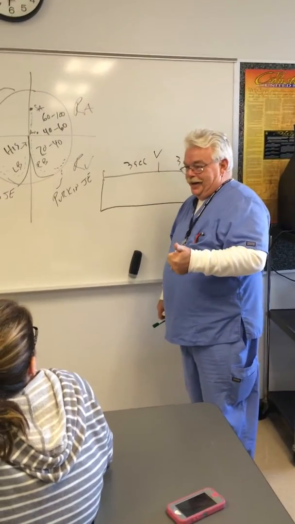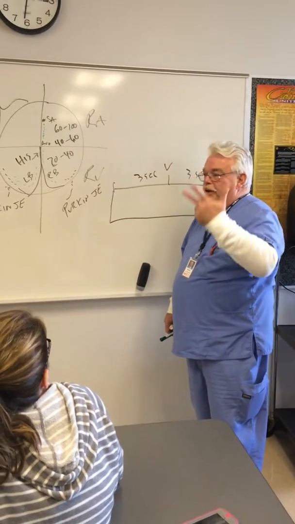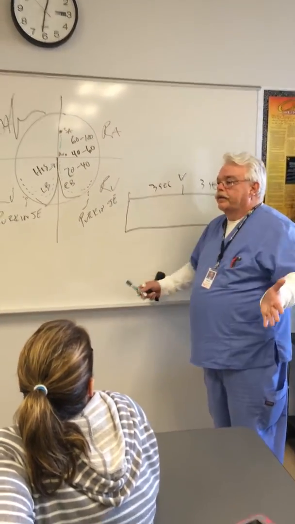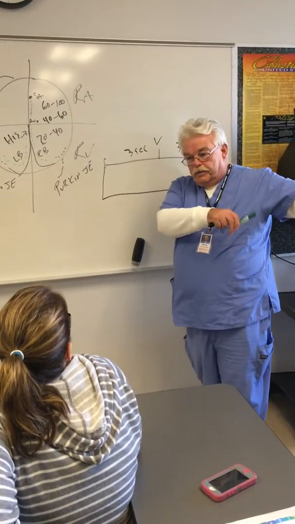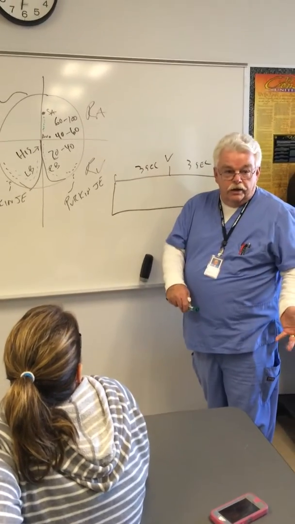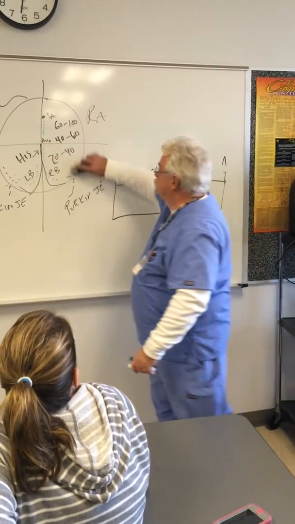Is it regular? Yes. Is the rate between 60 and 100? Yes. Is there a P wave before every QRS? Yes. Is there only one P wave? Yes. It can only be one thing: sinus rhythm. Is it greater than 100? All that other stuff applies. If it's greater than 100, it's sinus tach. If it's less than 60, it's sinus brady. Okay, everybody good on this? Yes.